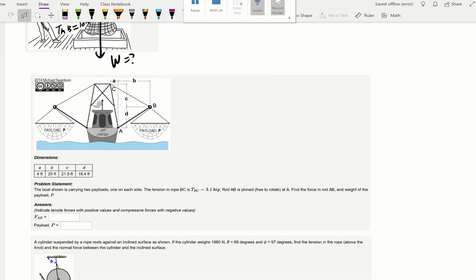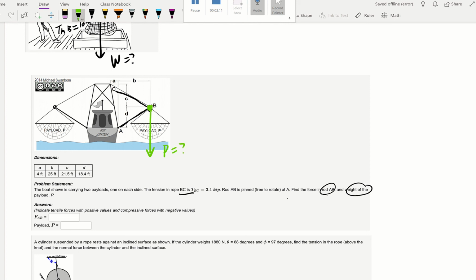Let's move on to this problem. They said this boat is carrying two payloads, one on each side. The tension in rope BC, TBC, is given as 3.1, and rod AB, so there's TBC and the TAB, free to rotate at A. Find the force in rod AB and the weight of the payload right here. So in that situation, we're going to draw everything at point B, basically all the forces acting on B. We have the weight of the payload. That's going to be P, you're solving.